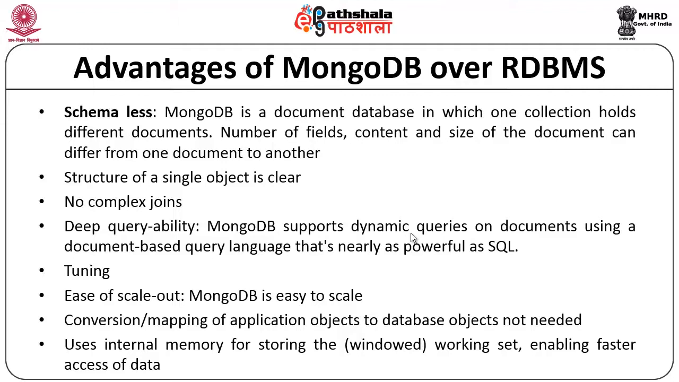Conversion or mapping of application objects to database objects is not needed at all, because it happens implicitly. It uses internal memory for storing the working set and enabling faster access to data, which is not the case in SQL. If you want to do that in an RDBMS environment, you will have to do it explicitly.